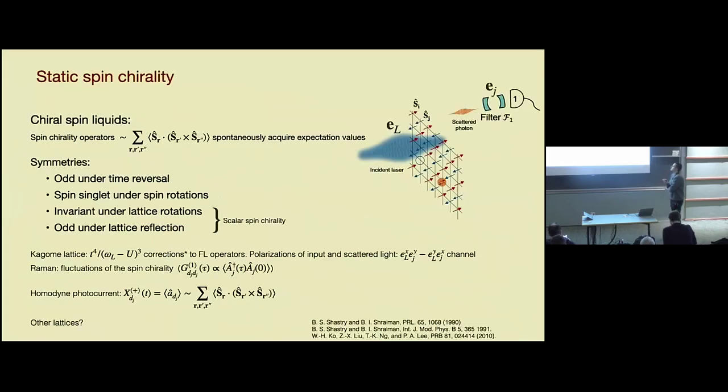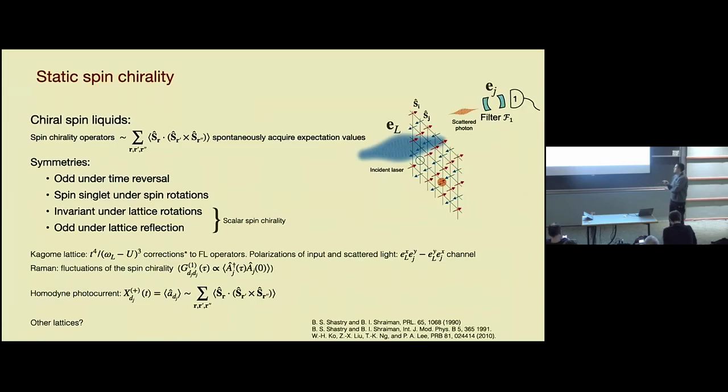So finally, let me discuss the measurement of static spin chirality operators. These operators acquire finite expectation value in chiral spin liquids. And before answering how to measure them, it's convenient to list all the symmetries which these operators obey. Basically they are odd under time reversal, spin singlet under rotations, invariant under lattice rotations, and odd under reflections. It has been known that static spin chirality operators appear in the expansion of Fleury-Loudon operators to higher orders in the tunneling strength.